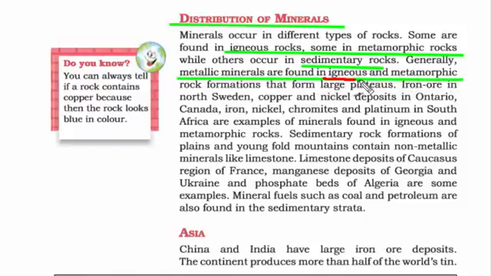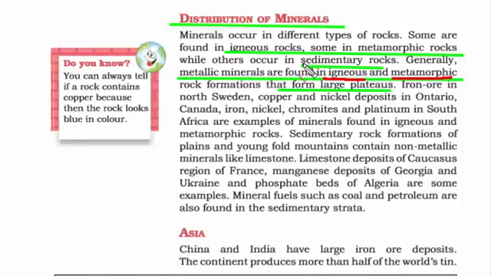Igneous rock is formed by solidifying of molten magma, and metamorphic rock is formed when igneous and sedimentary rocks go through high pressure and intense heat. And both of them are found in large quantity in plateau. That's why I've said this earlier, that most of the metallic minerals are found in areas like Chota Nagpur plateau and areas near Jharkhand, Chhattisgarh, Odisha.